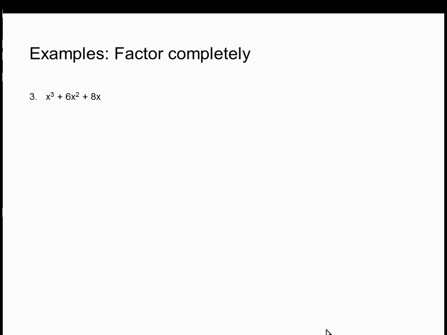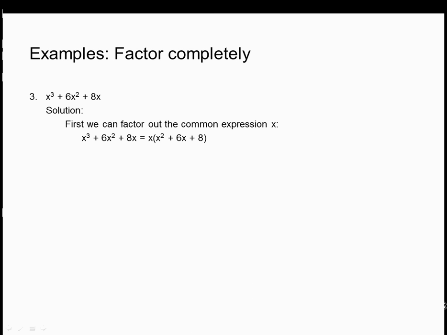Number 3, I've got x cubed plus 6x squared plus 8x. Okay, you look for something they have in common. All of them have an x term. They have no number in common besides 1. The smallest power of x is x. So first factor out an x. I'll be left with x squared plus 6x plus 8. Now, it could be that's all there is to do. I'll look inside the parentheses here.